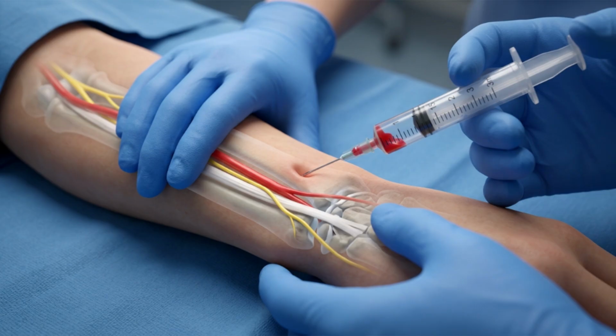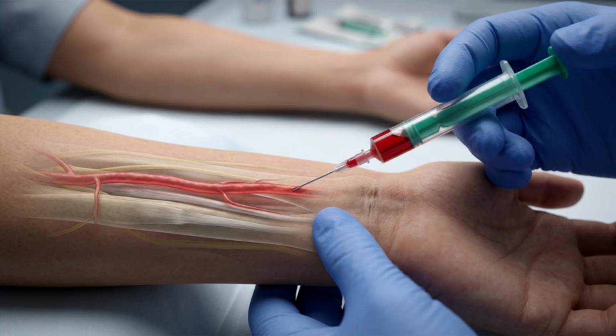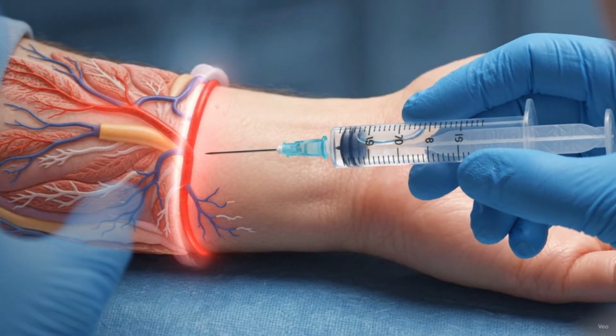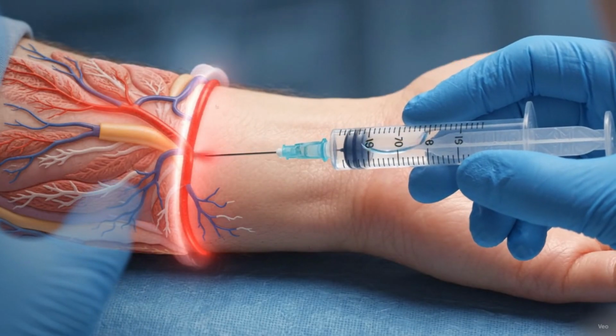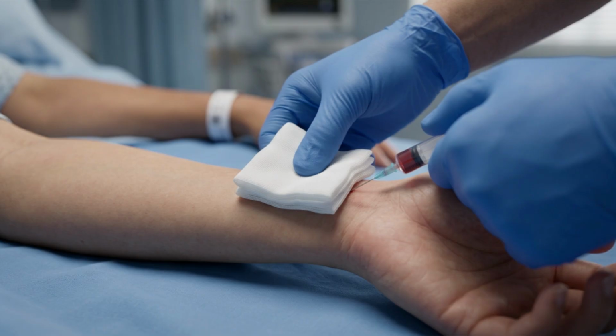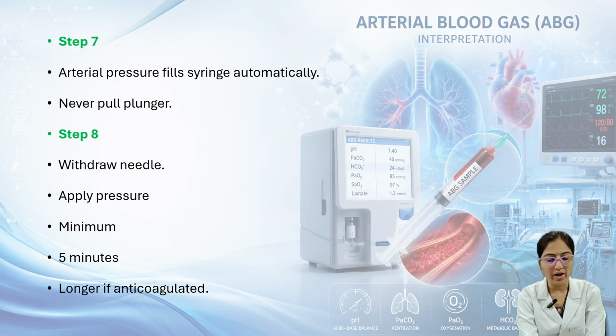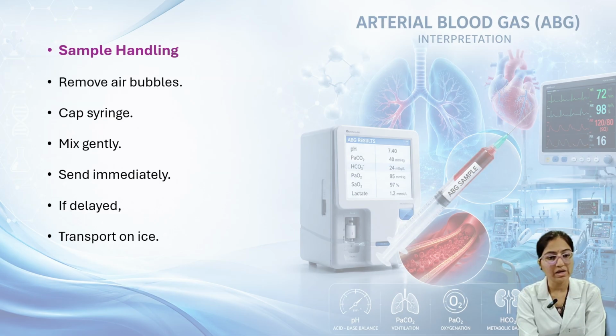Of that, insert the needle at a 45-degree angle, bevel up. After that, the next step is that arterial pressure fills the syringe automatically. Never pull the plunger. Then withdraw the needle and apply pressure for a minimum of 5 minutes, longer if anticoagulated.